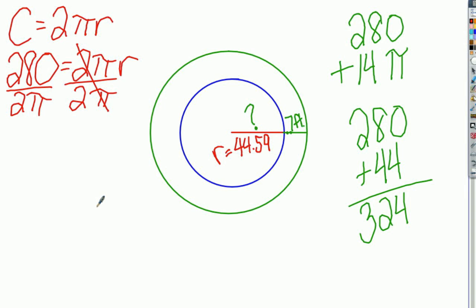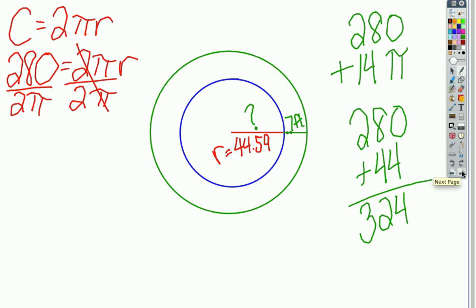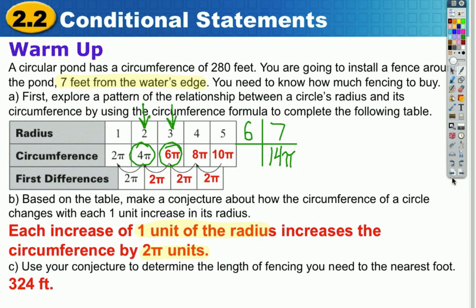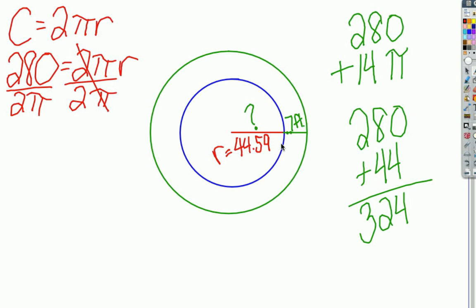Good. Now, honestly, I didn't really want you to do that, what I wrote in red. I wanted you to use the table, but the idea was to really get an answer. So I apologize. I didn't even think of this method until you guys were in the middle of it, and then I realized that you could do it this way as well. So I put 324, but if you got anything close to 324, I would accept it. Because if you round differently, if you rounded to 44.6, you'll get yet a different answer. So if you got anything close to 324, I'll take it.